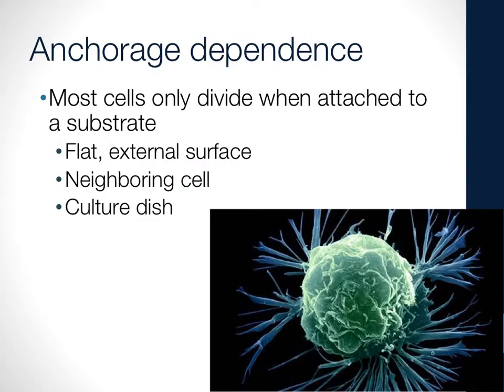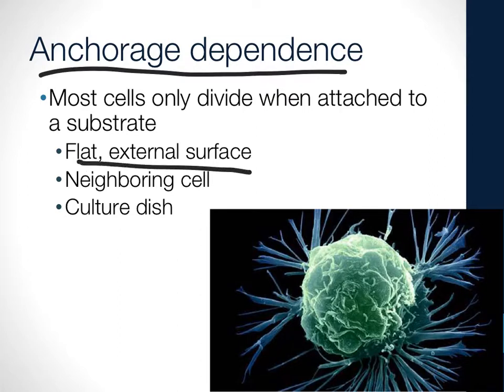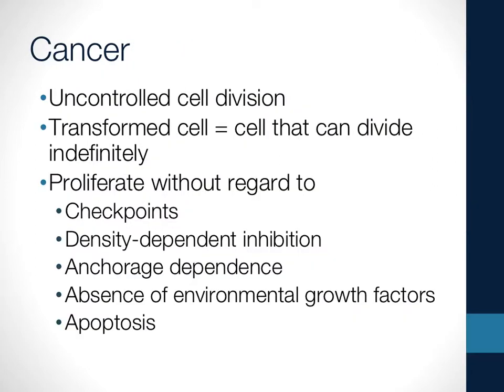So finally, the last external signal that can stop or promote cell division is what's called anchorage dependence, and this is the idea that cells generally will only divide when they're attached to something. They might be attached to a flat external surface, or to a neighboring cell. If we're growing cells in vitro, they might be attached to a culture dish, but again, without this contact, cells tend not to divide. Cancer cells don't necessarily follow this, which means you can often get cancer cells dividing in the bloodstream or when they're not actually anchored to anything.